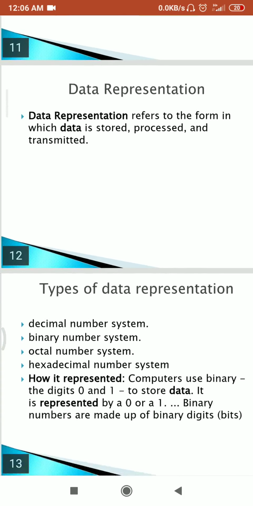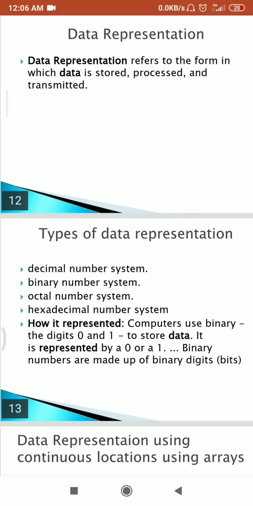What are the different kinds of representations? Decimal number system, binary number system, octal number system, hexadecimal. Decimal is from 0 to 9, like our numerical values. Binary is base 2, meaning 0 or 1. Our machine language is the binary language, and all the data will be stored in machine language. Octal is base 8, from 0 to 7. Hexadecimal is base 16, from 0 to 15.